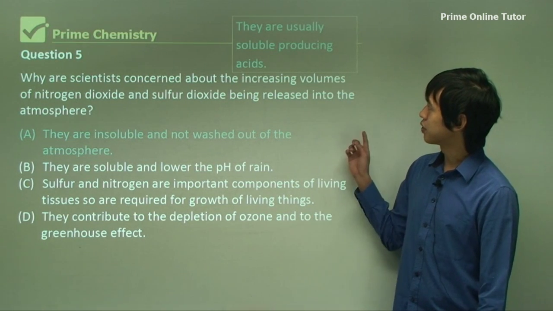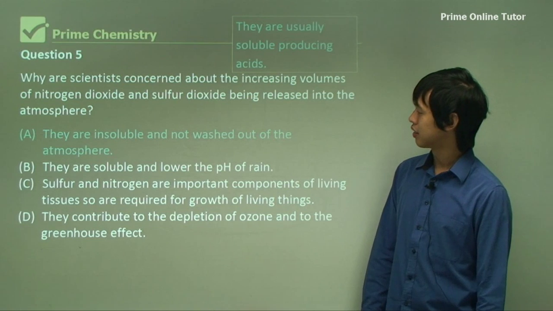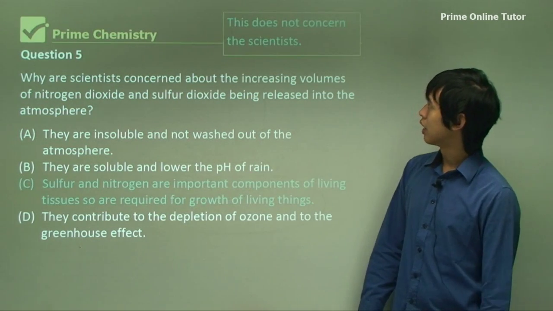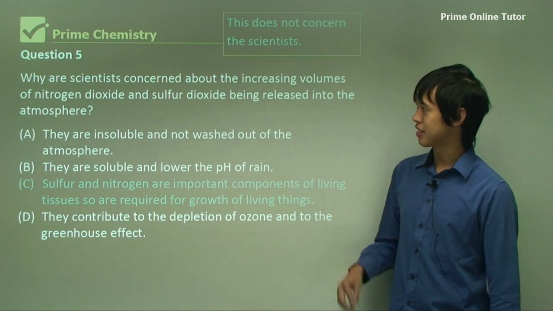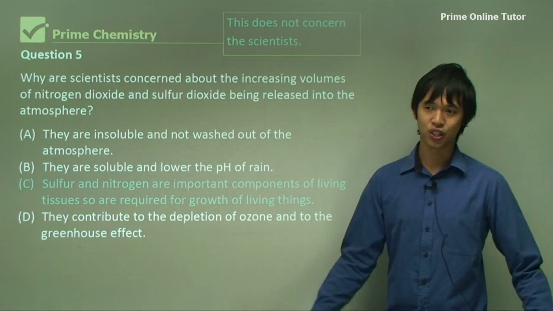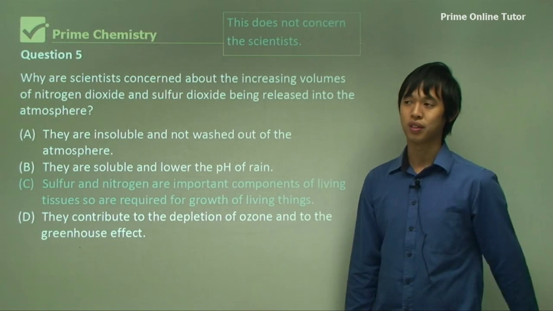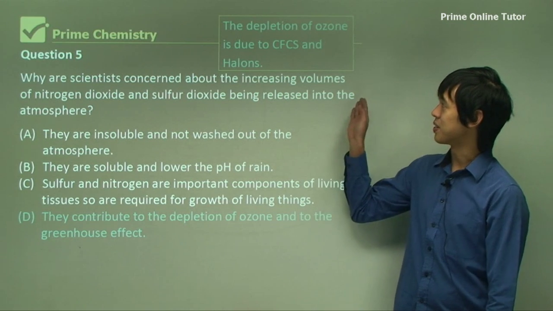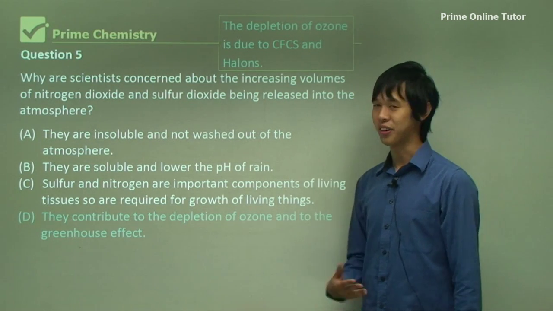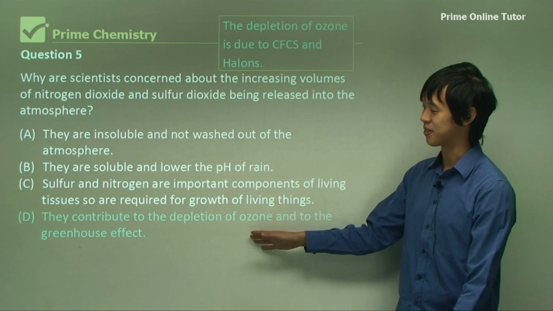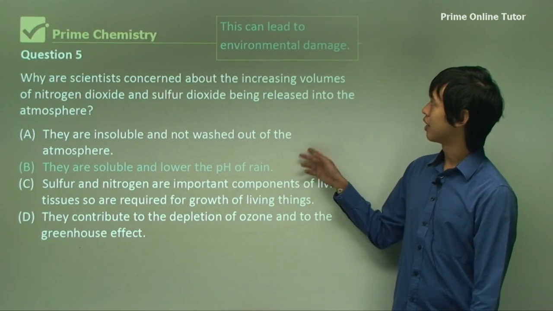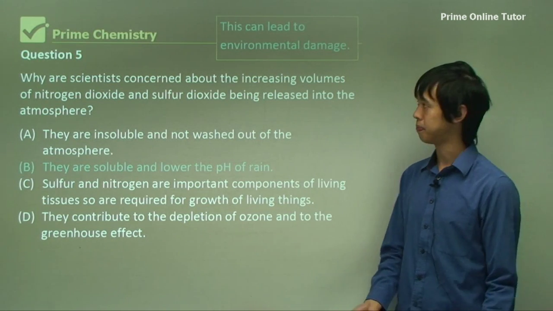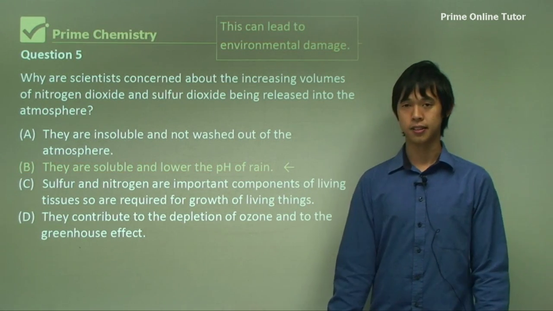Okay. E, they are usually soluble producing acids. Okay. So, definitely not this one because this says they're insoluble. Yep, again, this doesn't really concern the scientists because living tissues are the effect of them is different. And the depletion of ozone is from CFCs and halons, and the greenhouse effect is CO2. So it's not this one. So it must be B, because they're soluble and lower the pH. So that's damaging to the environment. Okay, so that's the answer.